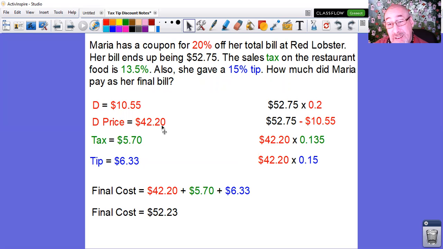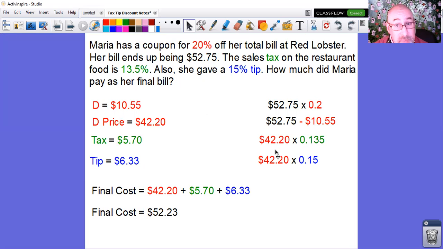Now we've got to find our tax. Our tax is 13.5%, so we divide 13.5 by 100. That gives us 0.135. We multiply that times the discounted price, $42.20. So we end up paying $5.70 tax.